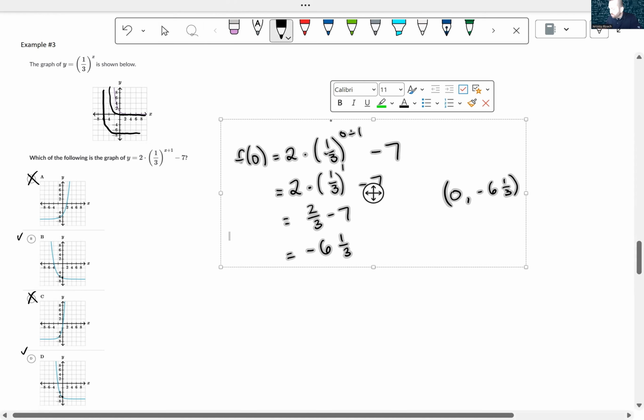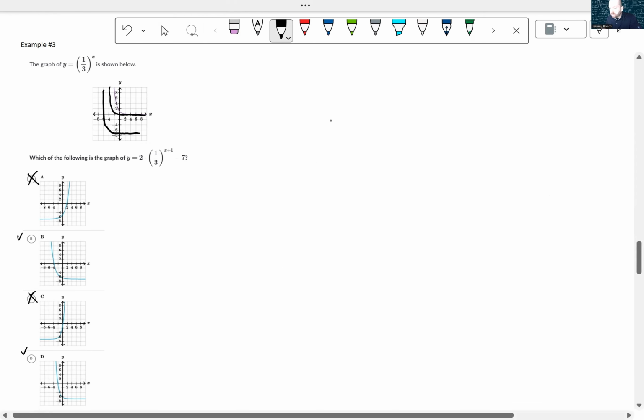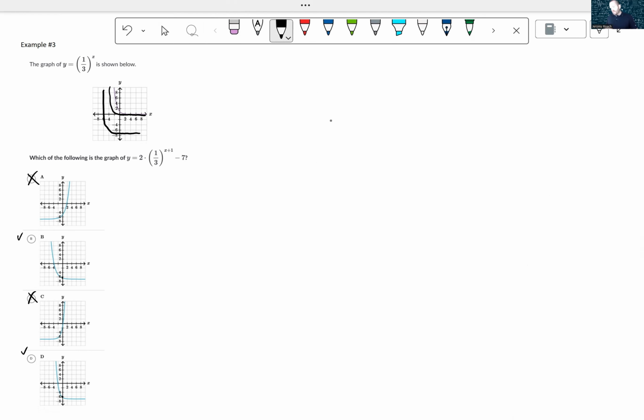Okay, so we found the y-intercept. That didn't really help us narrow down any more answer choices though. Let's see what happens if we plug in another number. We could try to set the exponent equal to 0. So if we set the exponent equal to 0, we can plug in -1 for x.